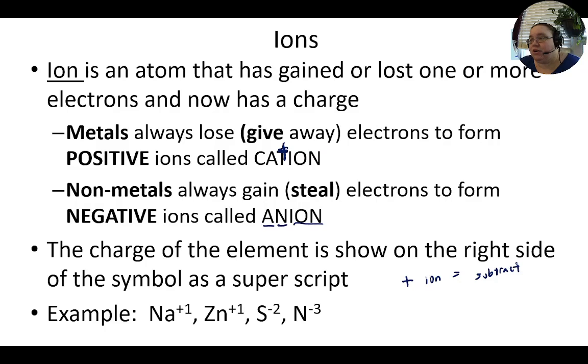So whatever that charge is, you've got to subtract it from your protons to determine the number of electrons. If you've got a negative ion, you've got to add that number to your number of protons to determine the exact number of electrons. So the math is a little bit opposite. Because we are dealing with negative things, if I give away negative things, I become positive. If I steal negative things, I become negative.